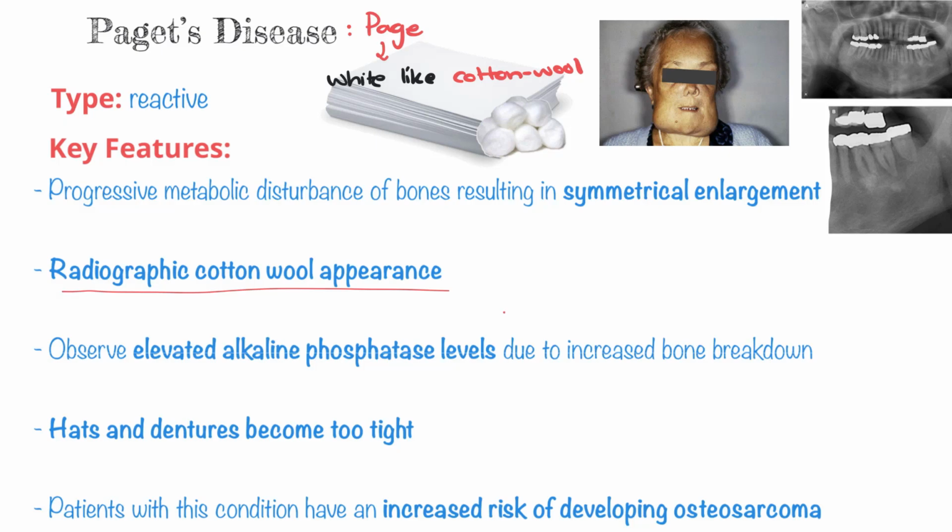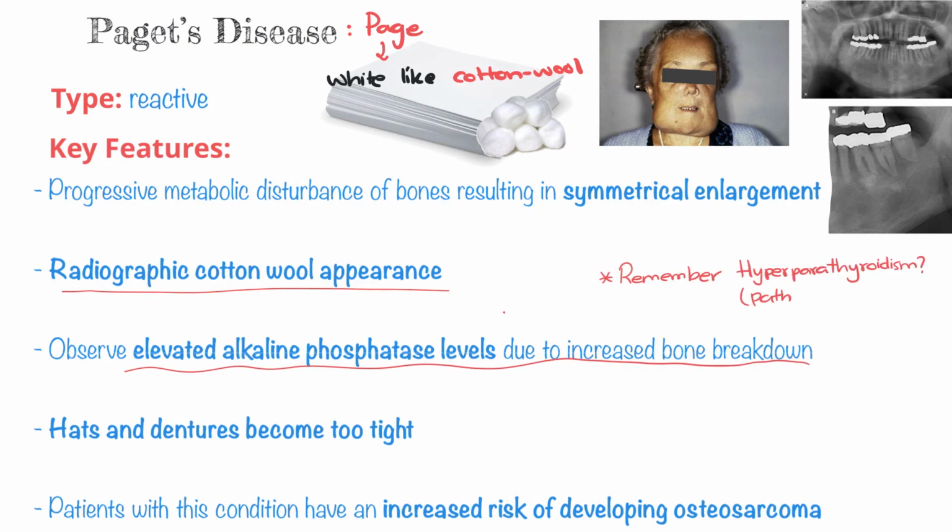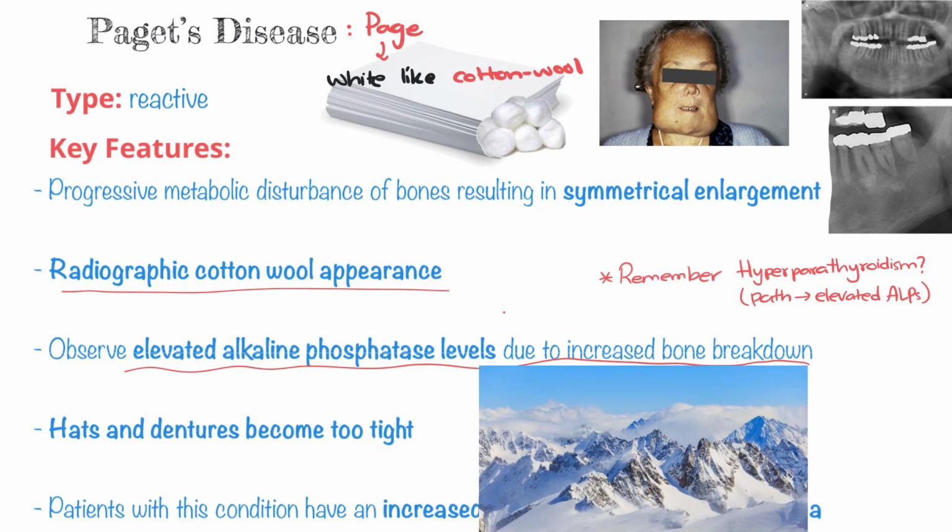Moving on to the next point, which is the elevated alkaline phosphatase levels. We said that hyperparathyroidism equals path, and the path leads to the elevated Alps. Now, if we look at the classic image of the Alps, we can usually see that they're covered in snow, which is white. It's almost like they're covered with pages. So remember the two things that are related to the elevated Alps. The path leads to the elevated Alps, and the elevated Alps are covered with pages.